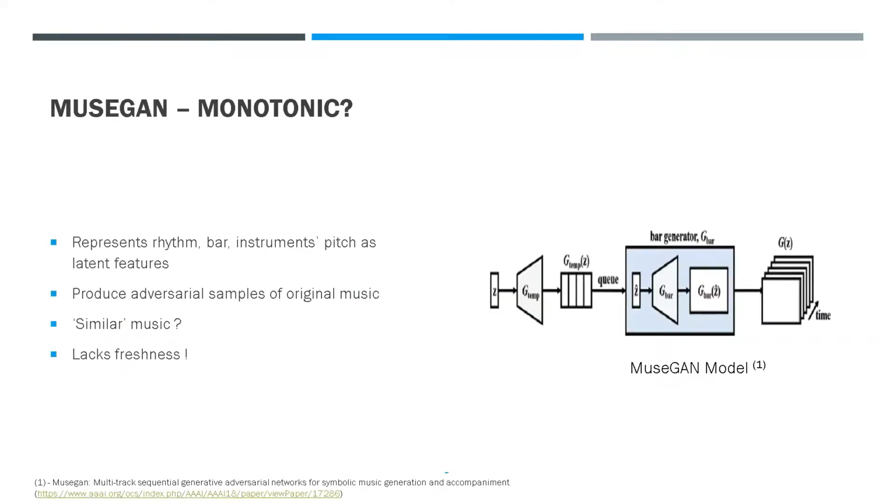So starting from GAN networks, one of them is MuseGAN, and what we will identify by the end of this slide is that these are monotonic. What a GAN does is represent rhythm, bar, and instruments as latent features. Then it produces adversarial samples of the original music. But this music is similar to the old ones and generally lacks freshness.